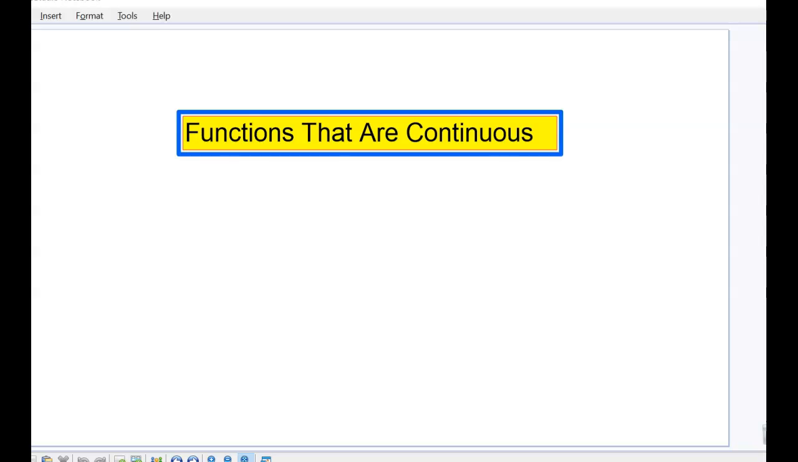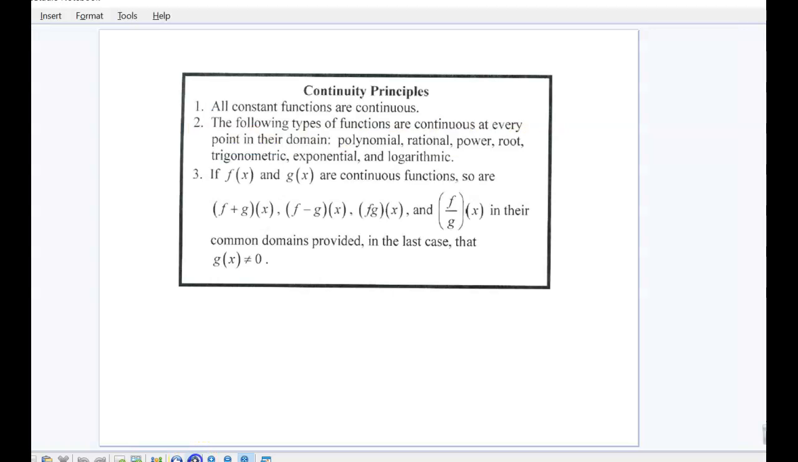In the next part of section 2.3 on continuity, we're going to look at some other applications of continuity. All constant functions are continuous. The following types are continuous at every point in their domain.